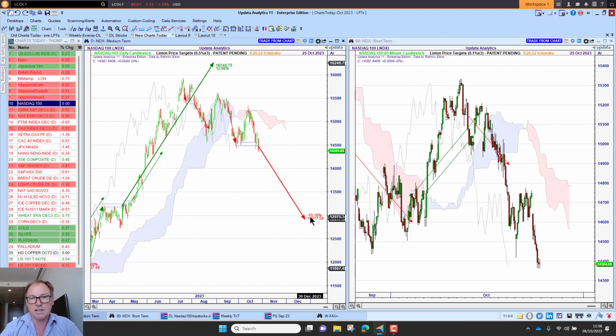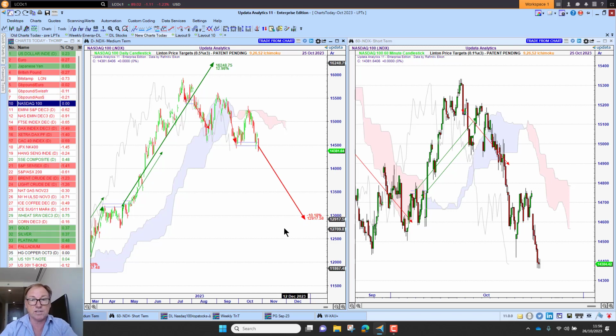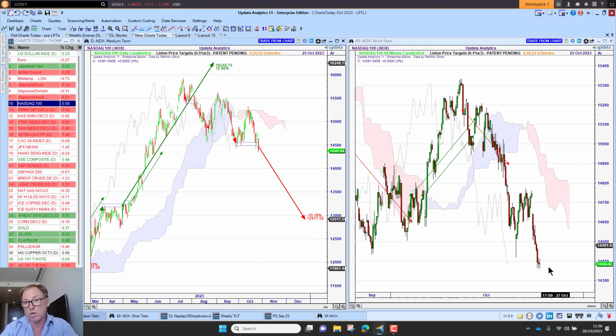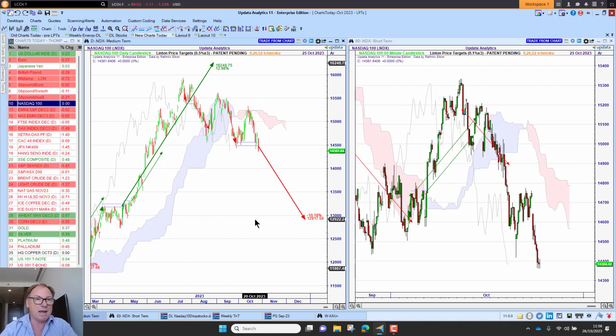That's the price, down 10% from here, which is 12,917, just below 13,000. The targets are approximate, of course, so let's just say 13,000. We've got to wait for more targets to kick in on the 60-minute chart, but for the moment, this is bad news for the Nasdaq.